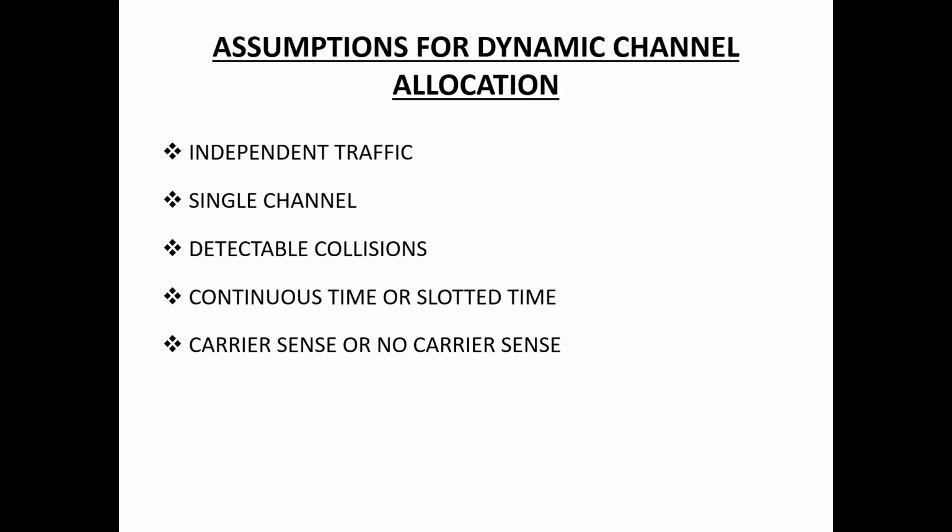Here, two frames from two stations are simultaneously transmitted. Then the collision is said to occur. If a collision occurs, all stations should be able to detect the collision. Here the frames lost due to collision are retransmitted once again.